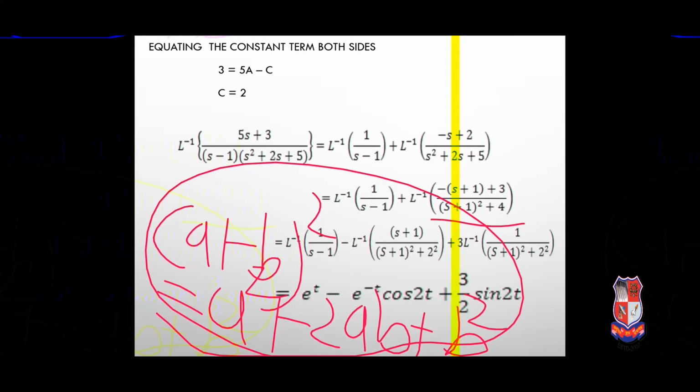Then we separate both terms by using the linearity theorem, and then we find the inverse Laplace. Inverse Laplace of 1 upon s minus 1 is equal to e raised to t. Inverse Laplace of s plus 1 upon s plus 1 square plus 2 square is equal to e raised to minus t cos 2t, plus inverse Laplace of 1 upon s plus 1 square plus 2 square, which is 1 upon 2 sin 2t, and 3 is already a constant here.